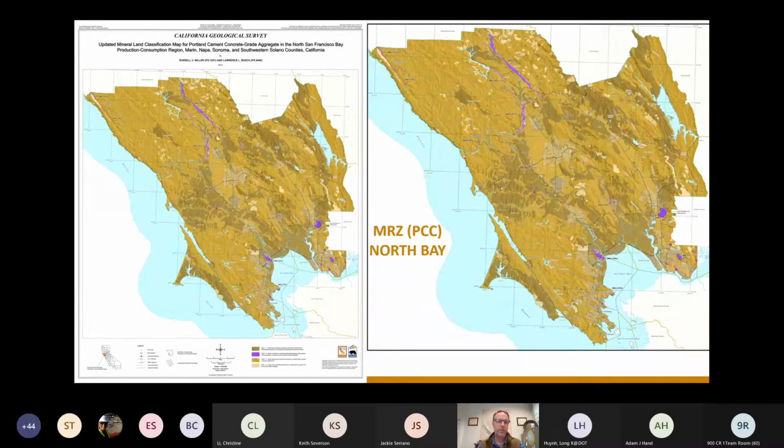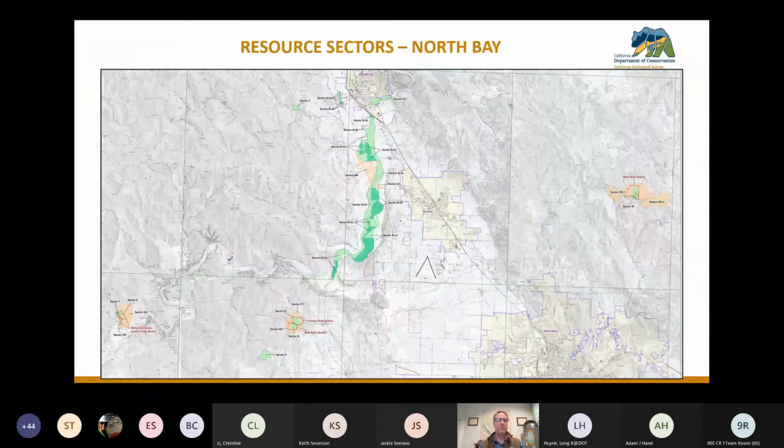This is the North Bay. This map you're looking at is the MRZ map. The purple on this map, those are the MRZ-2. That is the significant resources in this area. And it's these resources that I then look at and determine if they have compatible land use. Those become sectors. So here's a sector.